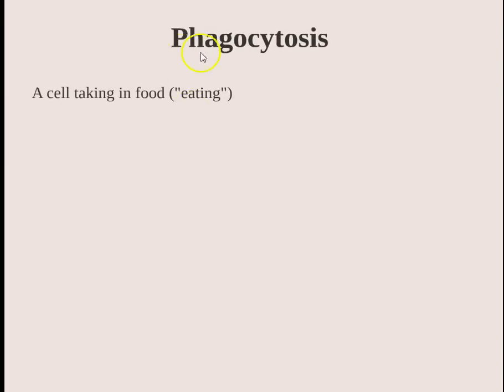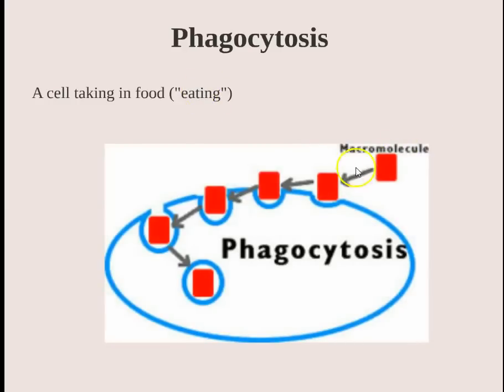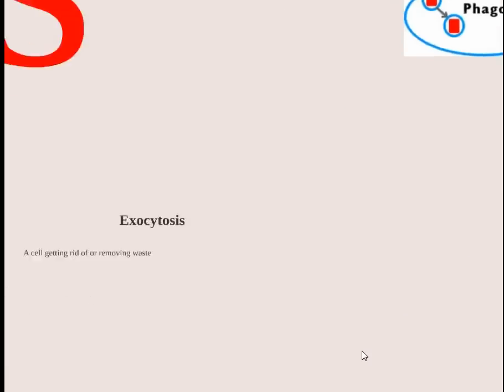It's taking in, eating, like phagocytes or esophagus. All those come from that same root word. Here we can see we got something too big to just be absorbed. So phagocytosis is that cell gobbling it up and eating it.